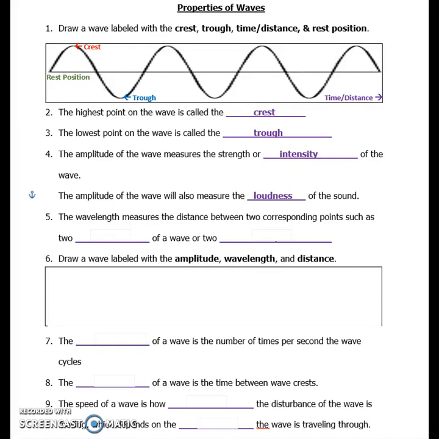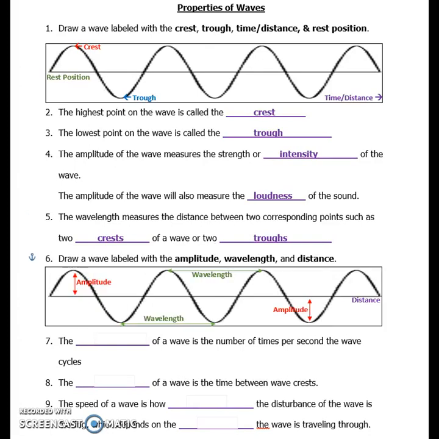The wavelength measures the distance between two corresponding points, such as two crests or two troughs. We're also going to want to draw a wave labeled with the amplitude, wavelength, and distance. So we just talked about what amplitude and wavelength are. So we're going to draw the same transverse wave, and we're going to put amplitude in two different places and wavelength in two different places.